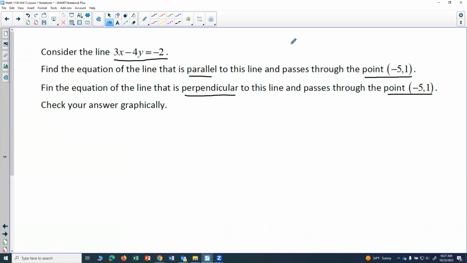Now the problem here is that this equation is not in the form that I can easily pick out the slope. So what I want to do is solve my equation to be in the form y equals mx plus b, so that I can easily pick out what the slope is. So I'm going to have my 3x minus 4y equals negative 2. And I want to move that 3x over.